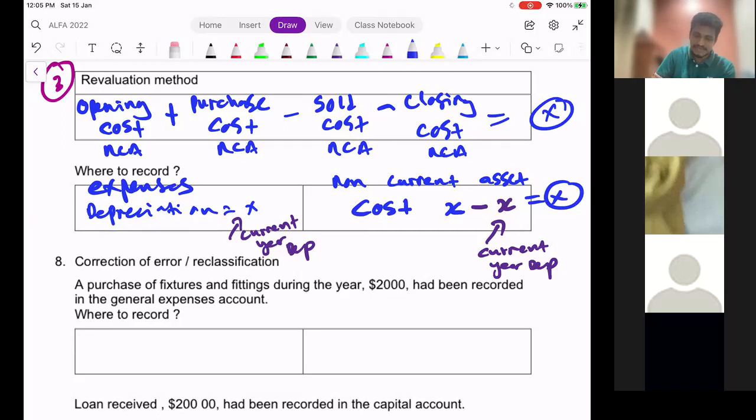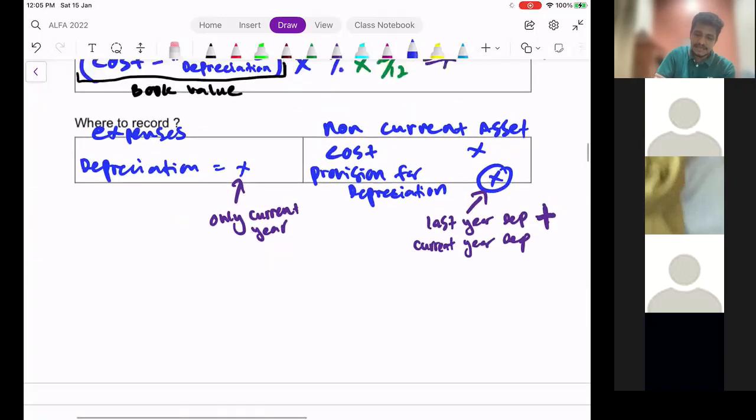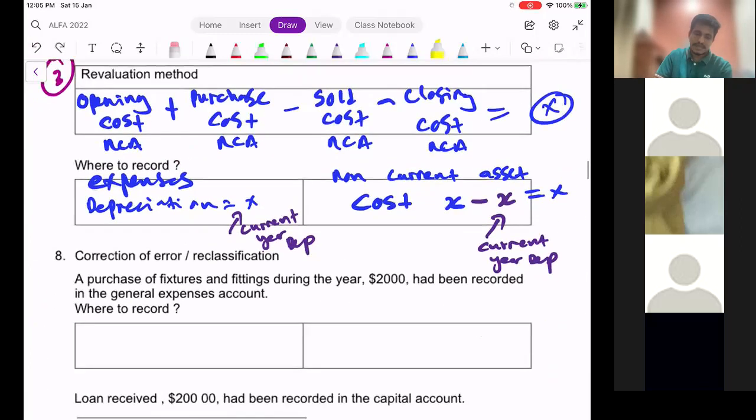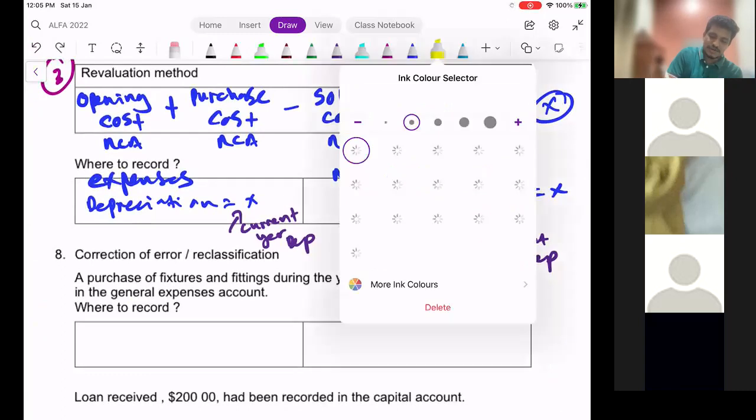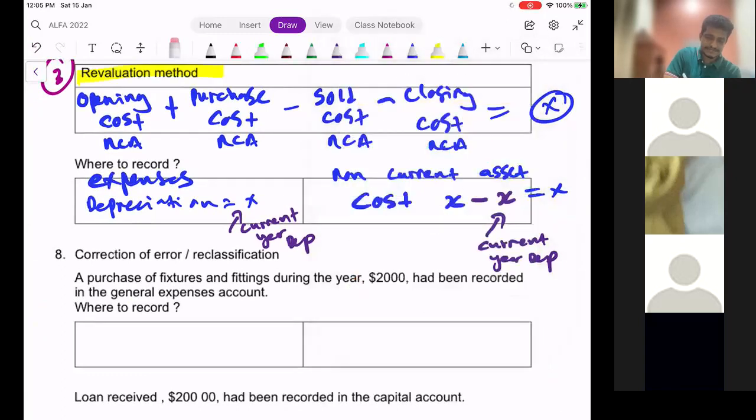If you see the previous methods, we have a provision for depreciation. We go plus there: last year plus this year's one, we show it there. But for the revaluation method, we don't have the provision for depreciation. We straight away minus the cost, then we write the final figure in the statement of financial position. That's how we do the revaluation method.